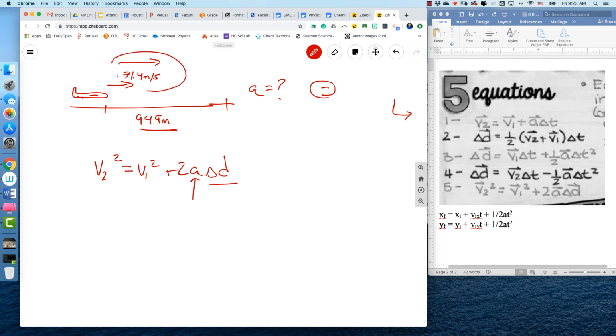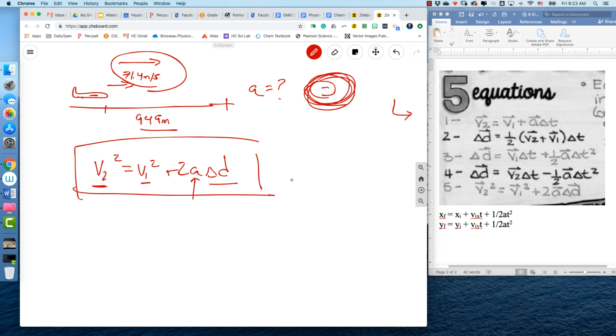He has an initial velocity, right? And he comes to rest, v2, right? Think about that. What is his final resting velocity? And you're going to be solving for a. Keep in mind this sign. That's how you solve this problem using equation number 5.